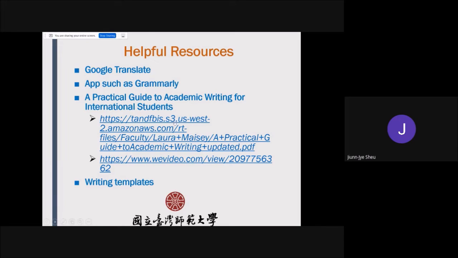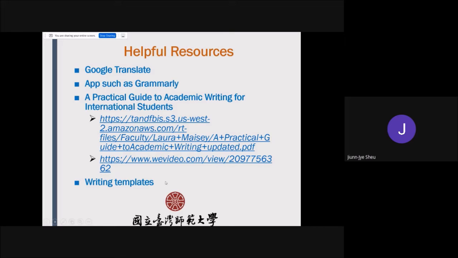And here comes a free publication. This is a PDF book that you may use. You can download it for your own use. And there was a webinar that talks about academic writing. This little book is about 100 pages, gives you more details about academic writing, especially for international students.